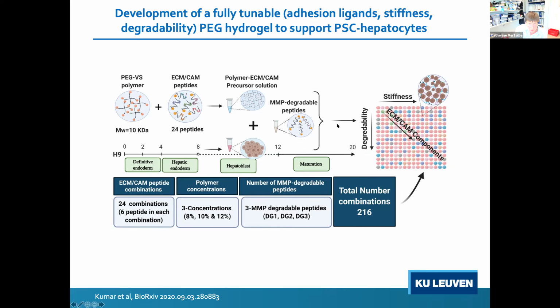Once we had all the combinations, we actually had 15,000 different combinations to test. So what we did is we made a design of experiment, and still needed to test 216 combinations of different stiffness, different degradability, and different combinations and permutations of extracellular matrix and cell adhesion molecules. We first started to put hepatoblasts into this hydrogel. We let the hepatocytes differentiate until day 8, harvest them, and put them as single-cell suspensions in this polymer, and then let them differentiate. Initially, we let them differentiate till day 20.